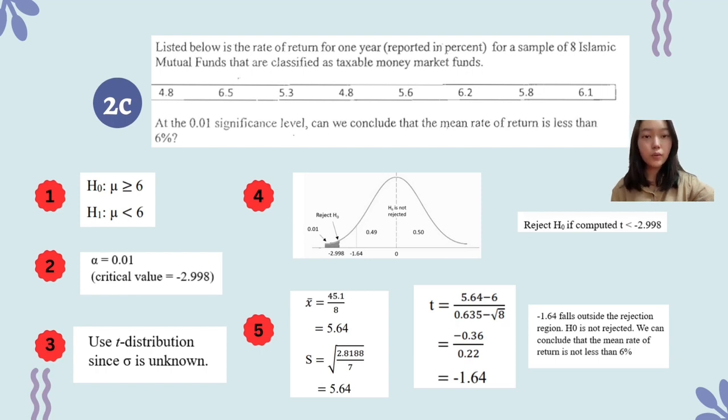Step 4, we will sketch a graph with a critical value of negative 2.998. We reject H0 if computed t is less than negative 2.998. As we know, x bar equals 5.64, s equals 5.64. Then we substitute into the formula, and we get negative 1.64. Negative 1.64 falls outside the rejection area. H0 is not rejected. We can conclude that the mean rate of return is not less than 6%.